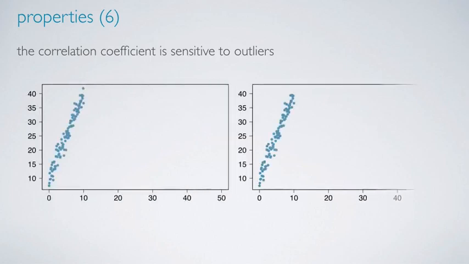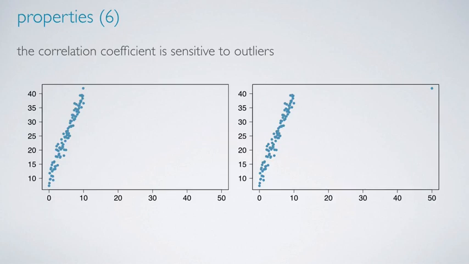6. The correlation coefficient is sensitive to outliers. Here we have two scatter plots again. In the first one, there is no outlier. We have extended the x-axis all the way to 50 so that we can do a comparison. And in the second one, there is one stray point that's an outlier.